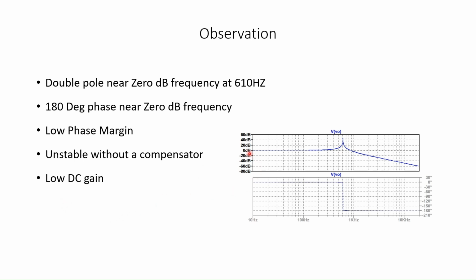Also at DC, it's 0 dB, the gain is 1. That means the DC gain will be very low, leading to a huge steady state error.